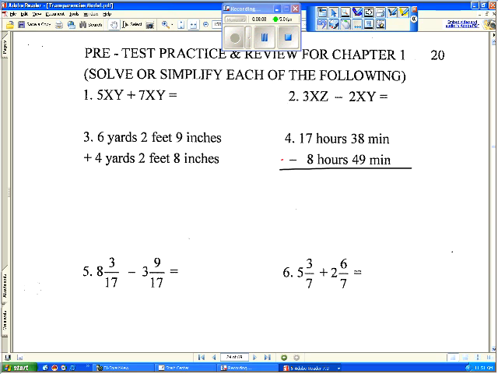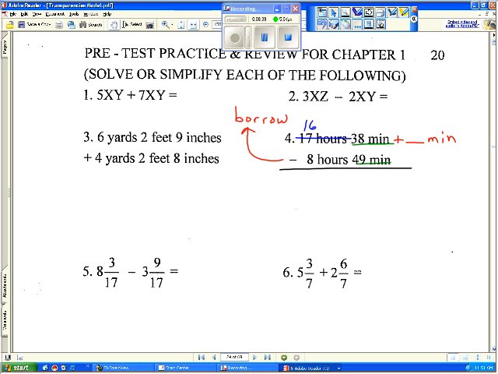When you subtract, do you carry or borrow? You borrow. To carry or borrow, you ask the question, how many of these does it take to make one of those? So we've got 38 minutes and we're trying to take away 49 minutes. Can you take away 49 if you've only got 38? No, so we need some more minutes. Where are we going to go to get them? Hours. So we borrow an hour.